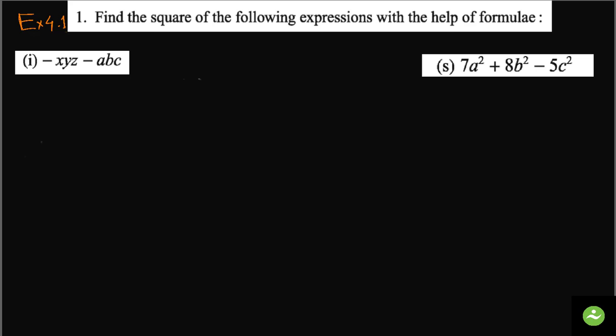Class 8 English version, Math Algebra, exercise 4.1, serial number 1. Find the square of the following expressions with the help of formula. Under serial number 1, there are a couple of maths in the book, but I just picked two. One is serial I, the other one is serial S. We have to find the square.